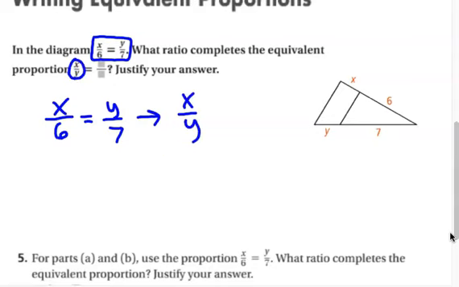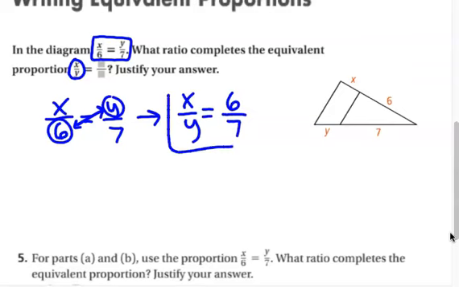Okay, so x stayed in the same spot, but the y has moved down. Which means if I'm moving the y down, the 6 is going to have to move. The 6 is going to move into y's spot. This is property 2. X over y should equal 6 over 7. Okay, so this would be the proportion that's equivalent. Still a true proportion that you could use to solve something. This is property number 2.